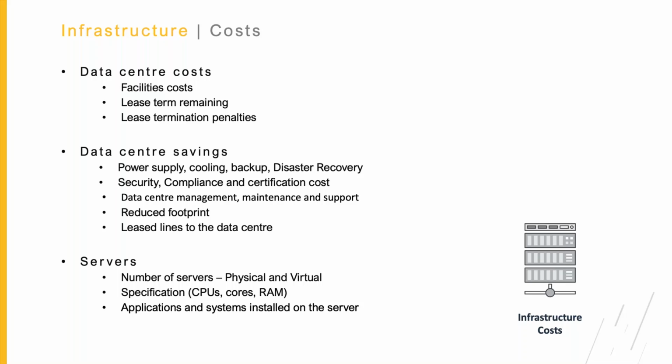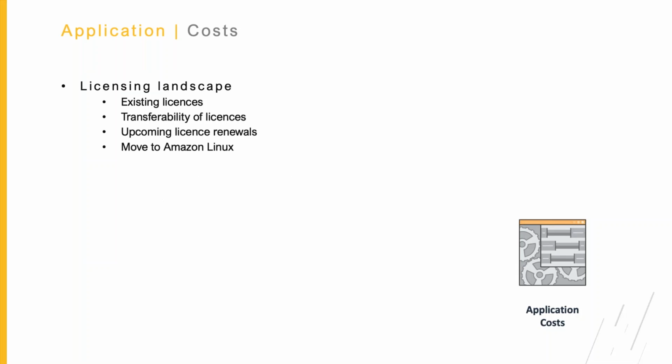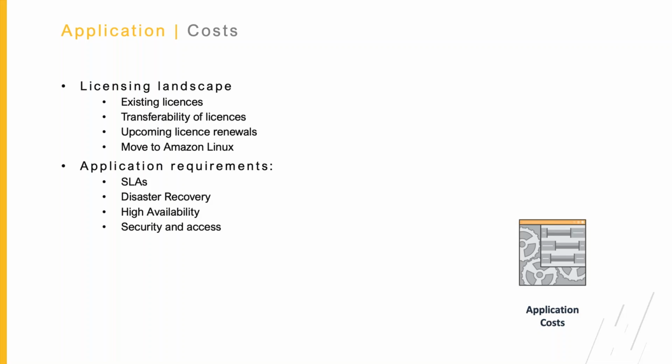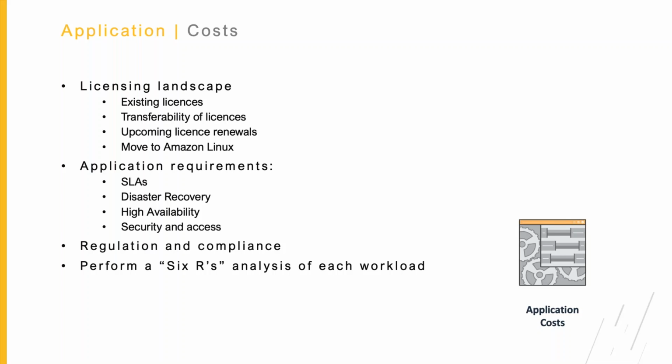Then we move into the next category, the applications. Licensing considerations: we need to consider existing licensing. Can these be transferred to a public cloud environment? Upcoming license renewals, and then the move to Amazon Linux too, removing the reliance on Microsoft licensing to further save money. Application requirements: individual SLAs and applications, disaster recovery, high availability, regulatory and compliance.